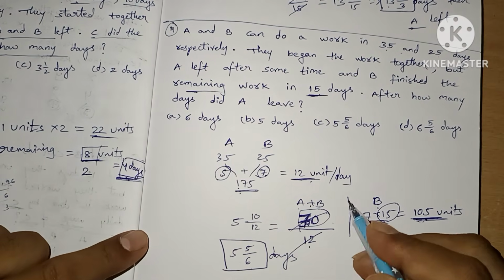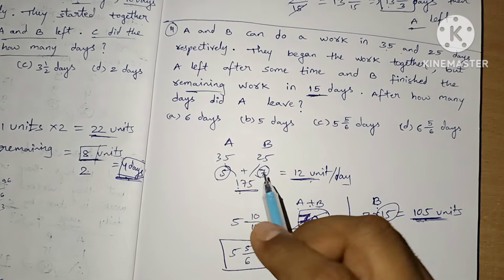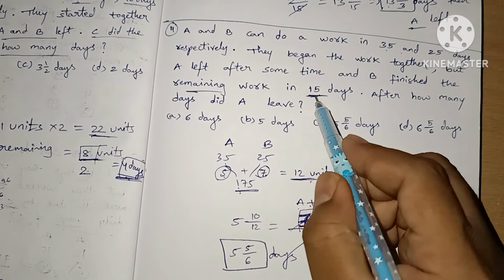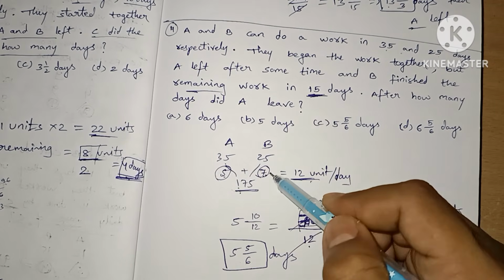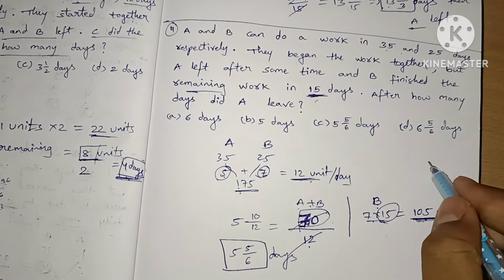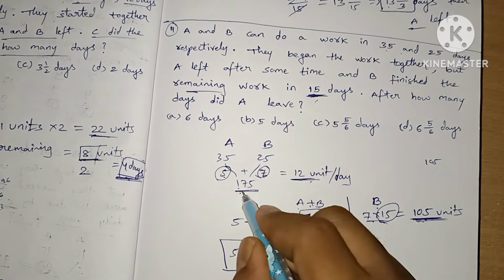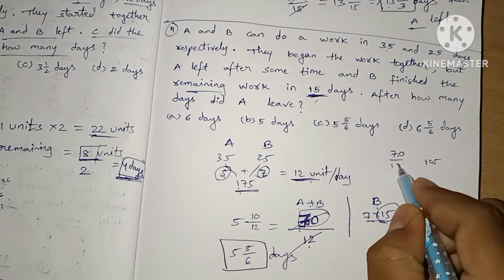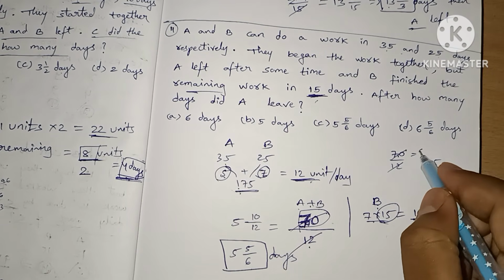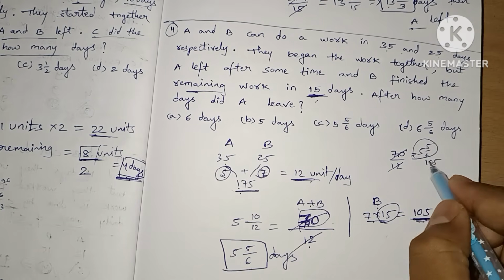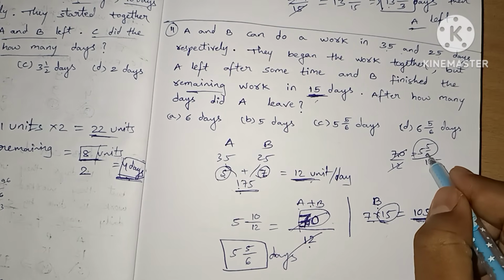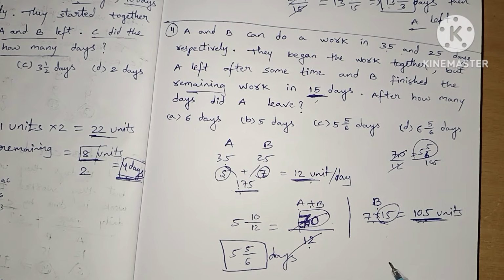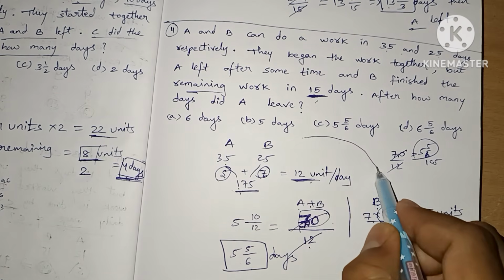So for exams we do fast calculations like this. First we need to find the efficiencies and the remaining work done by B, means 7 times 15 will be 105. 105 is subtracted from this one, we get 70. 70 is done by 12. 12 times 5, 5 by 6 is our answer. This is how fast we need to calculate in our exam. Okay, this is the approach.